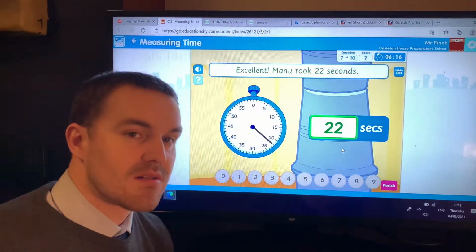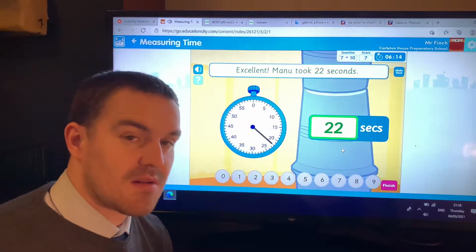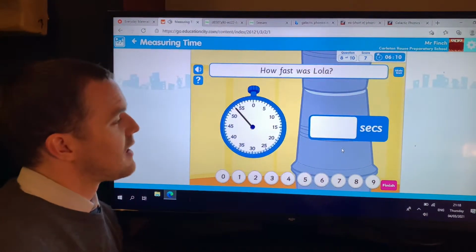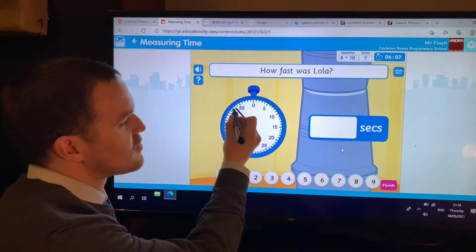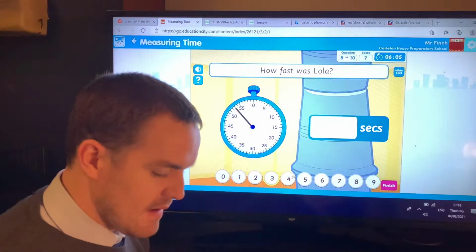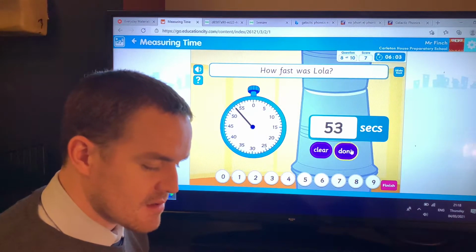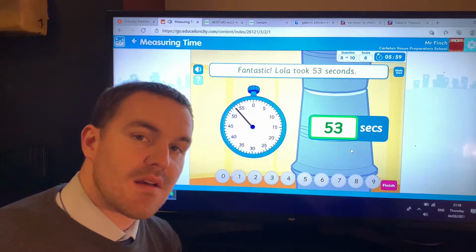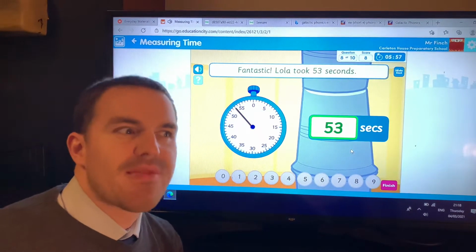Excellent. Manu took 22 seconds. How fast was Lola? Lola was 50, 51, 52, 53 seconds. Fantastic. Lola took 53 seconds. Let's compare their times.